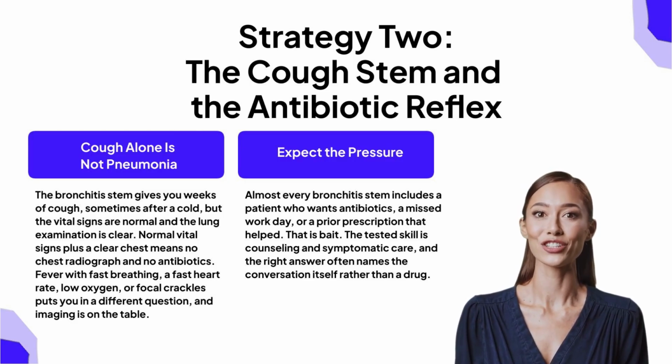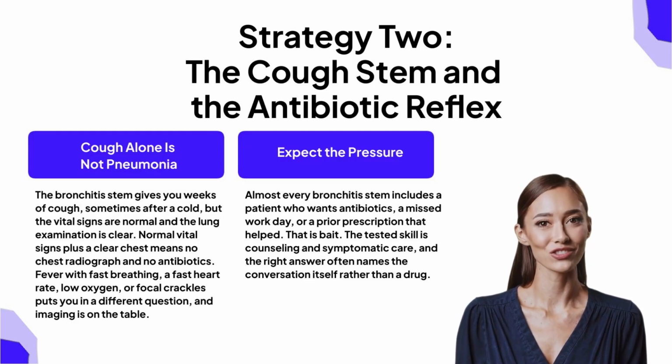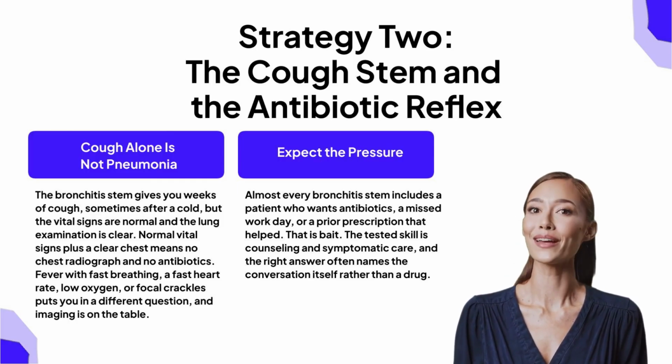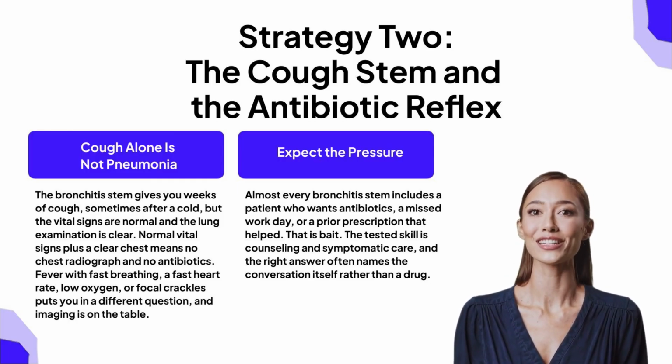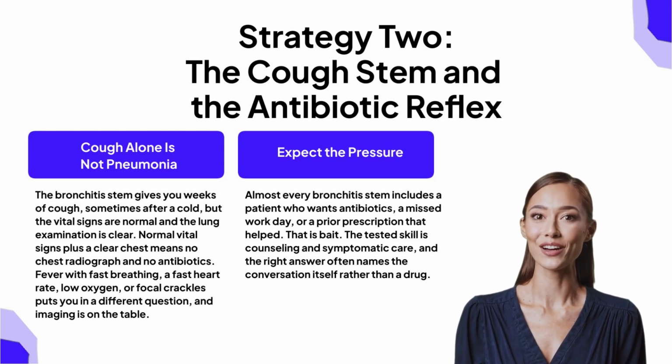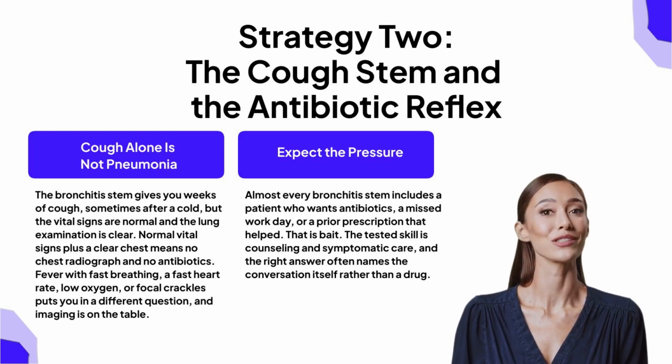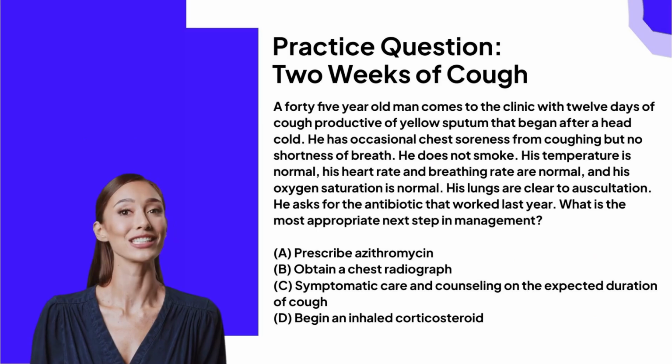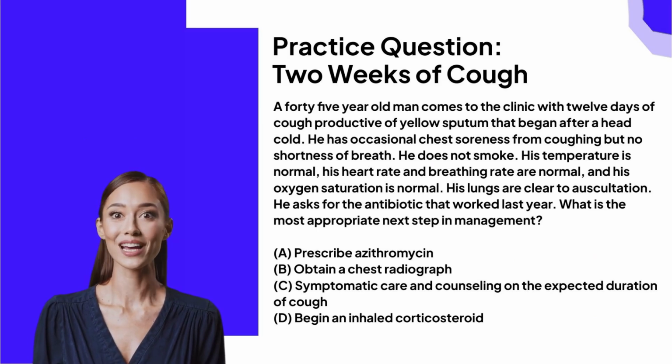And expect the pressure, because these stems always include someone wanting antibiotics. That is bait. The tested skill is counseling, and often the correct answer names the conversation rather than a drug. Second stem. A 45-year-old man, 12 days of cough with yellow sputum that started after a head cold. Some chest soreness from coughing.